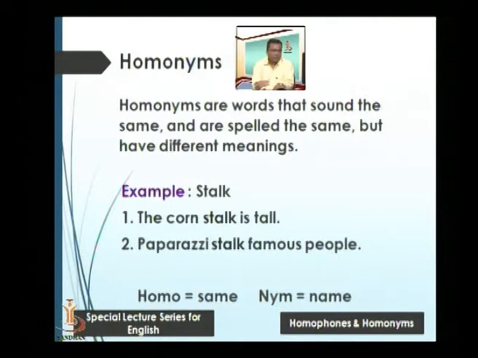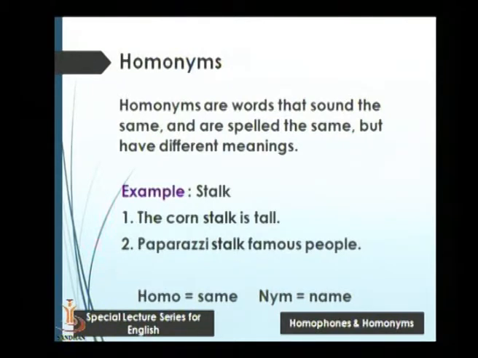Homonyms: homo stands for same and nym is name. Means words having the same spelling but used differently for referring to different things, different events, different people, different objects, are called homonyms. Homonyms are words that sound the same and are spelled the same but have different meanings.